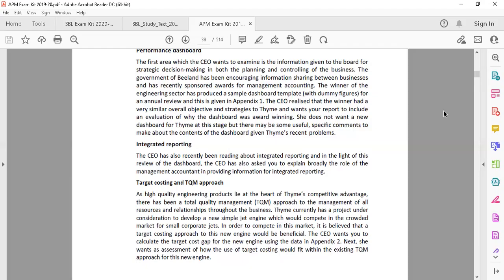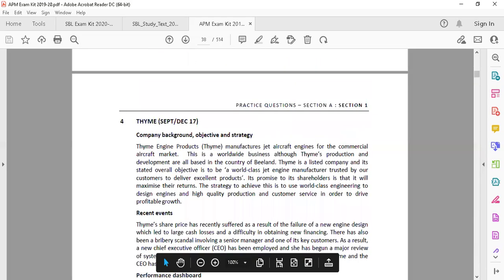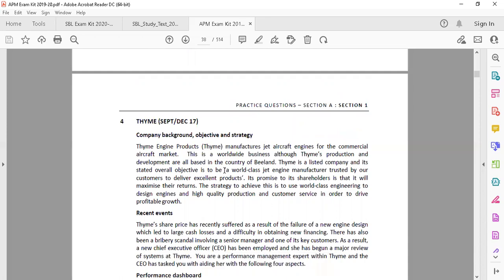So, until now, we note down Time's objective. In terms of objectives, we see that they want to be a world class jet engine manufacturer trusted by our customers to deliver excellent products. So the primary objective they put here is about catering to the requirements of the customers. The secondary objective is its promise to shareholders that it will maximize their return.